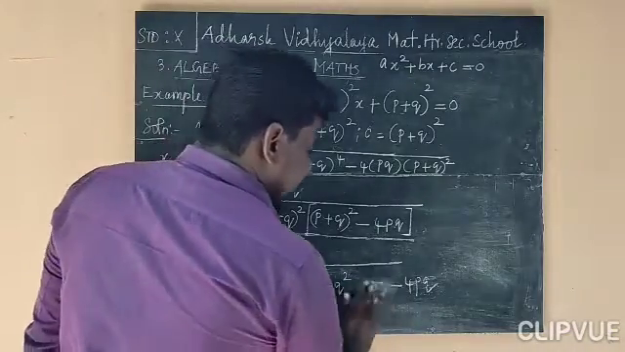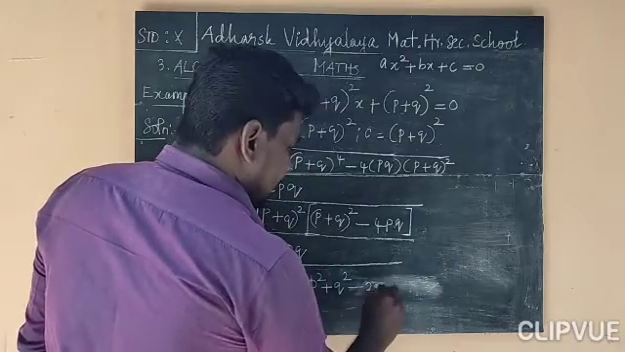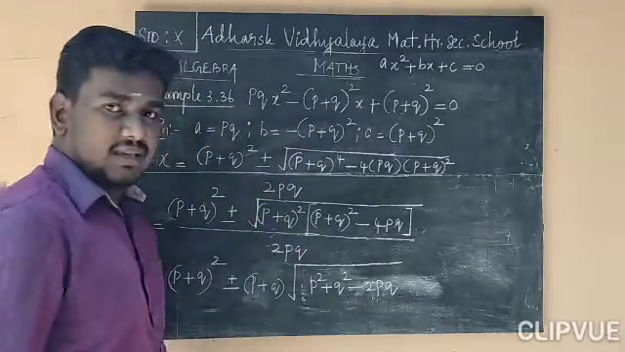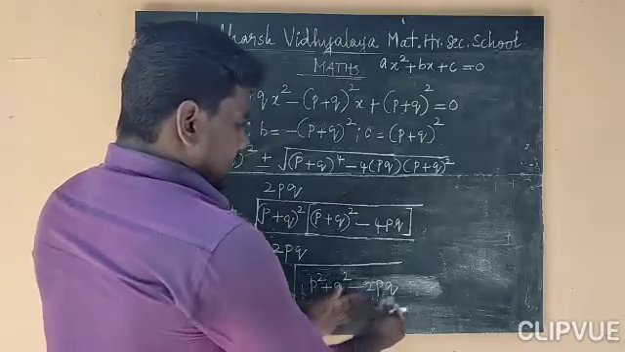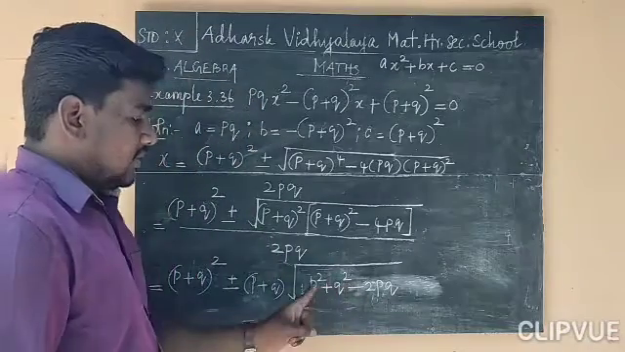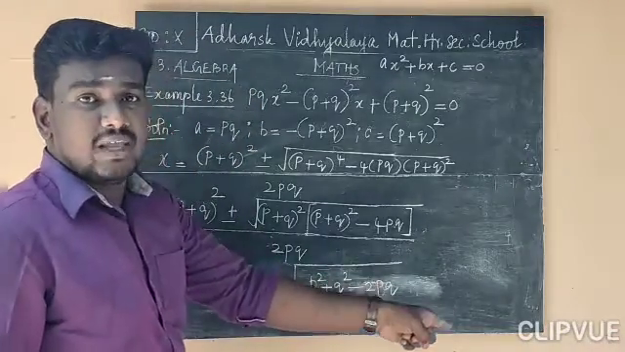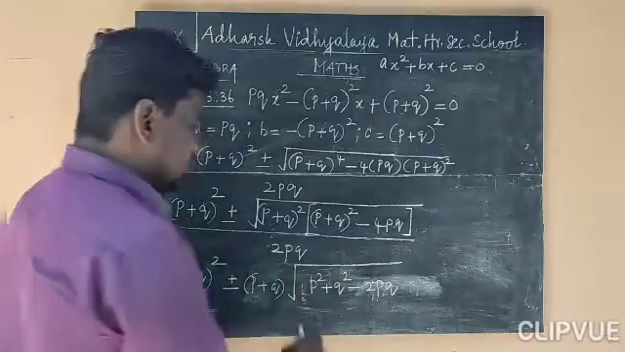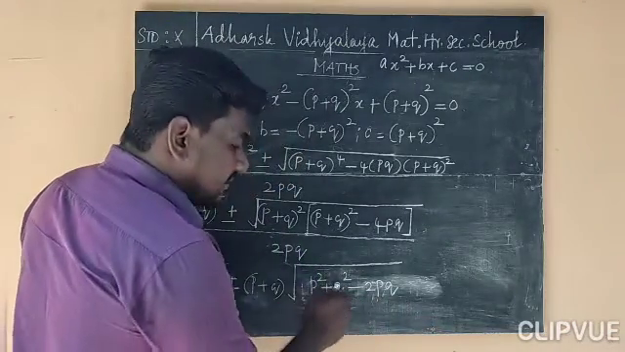What do we get? If you simplify, you will get minus 2 pq. Okay, here p square plus q square minus 2 pq, it is in the form of a square plus b square minus 2ab, which is equal to a minus b whole square, where a is p and b is q.